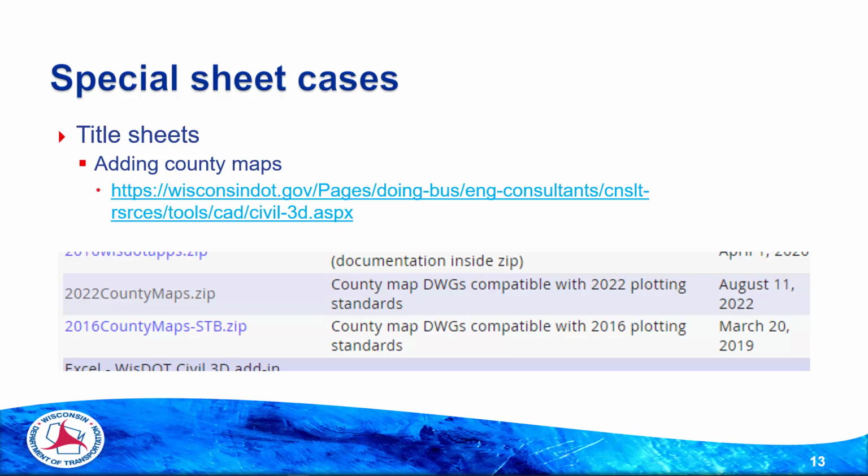At that location, you'll see two options. One is the 2016 County Maps STB. Those are the old style. It's a different kind of colorization. Really, it's only there if you have an older project that you need to finish up. The one that you want to use, though, is the 2022 County Maps. These are the up-to-date ones.